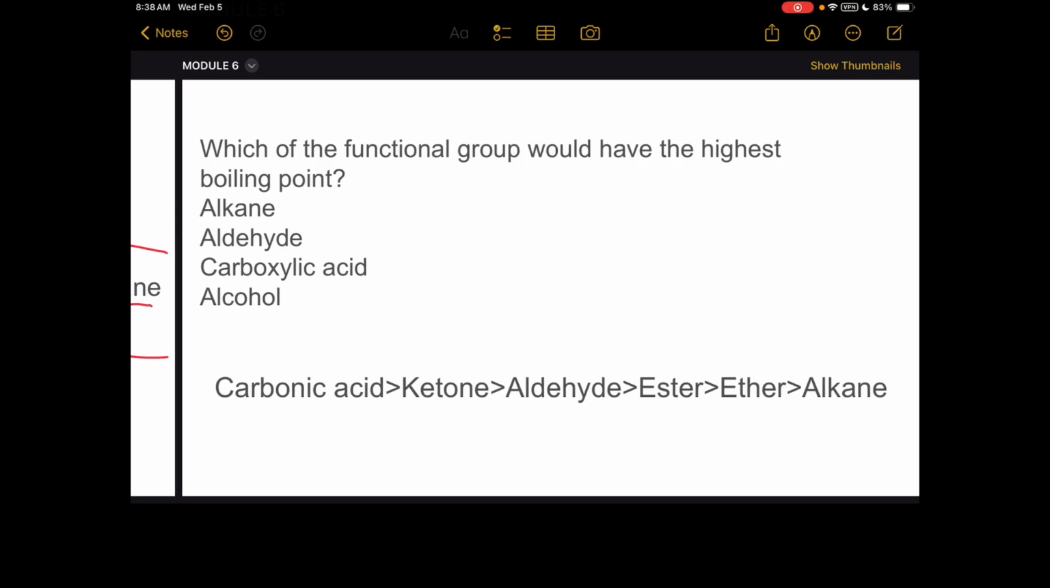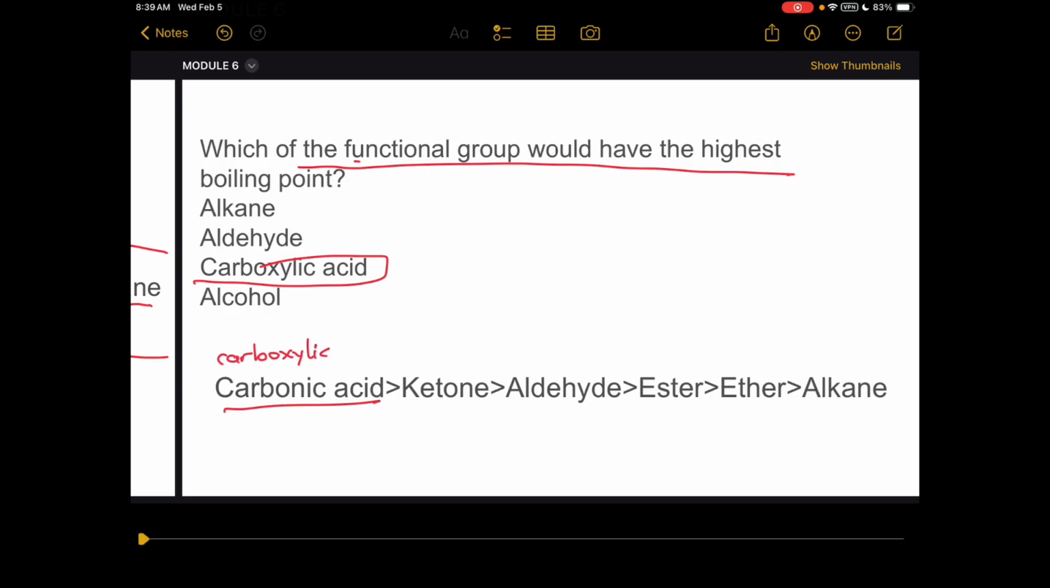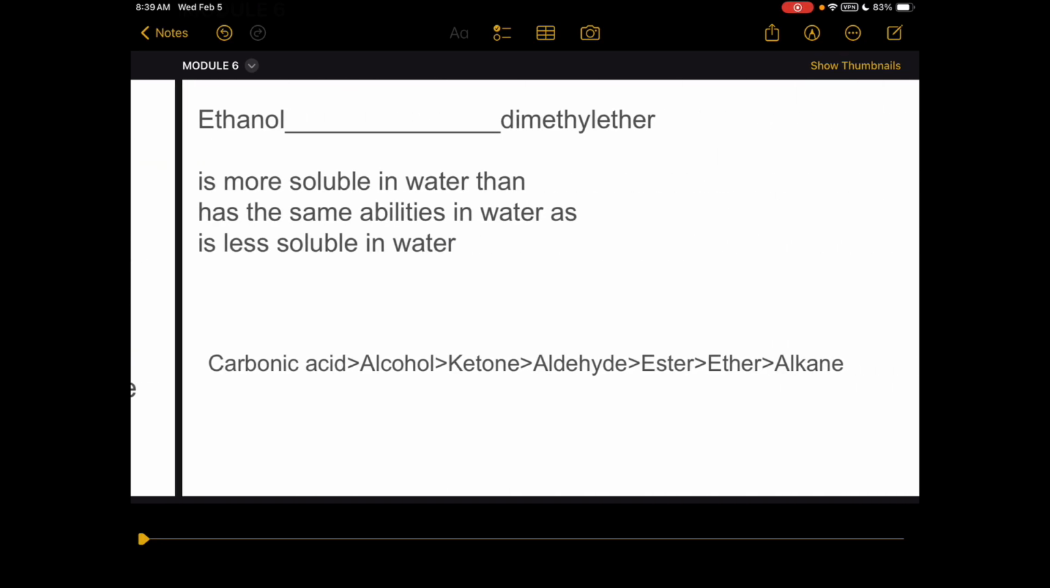Those are a couple of questions that are using that information. Which functional group would have the highest boiling point? We know carboxylic acid, carbonic acid is the same, so you can change that. Okay, carboxylic acid. In this case, it's comparing the solubility of ethanol and ether. Where's my ethanol? That's alcohol. My ether is here. Which one is higher? Alcohol is more soluble in water than the ether. That's the last one, and I will see you in class.